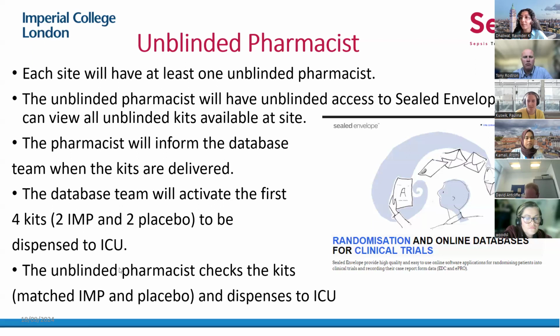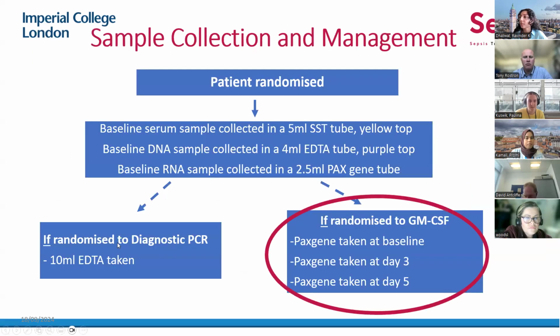Thanks, Paulina. And then sample collection. If you are participating in the first two interventions, you will take your baseline samples, and if the patient is also randomized to GM-CSF, you will also take an extra PAX gene sample on day 1. So that's on top of the PAX gene sample that's already being taken at baseline.